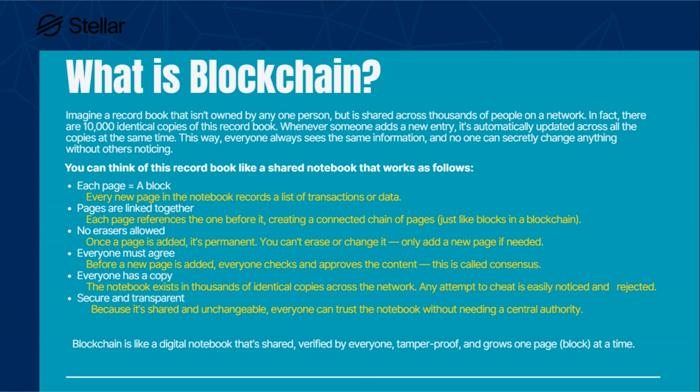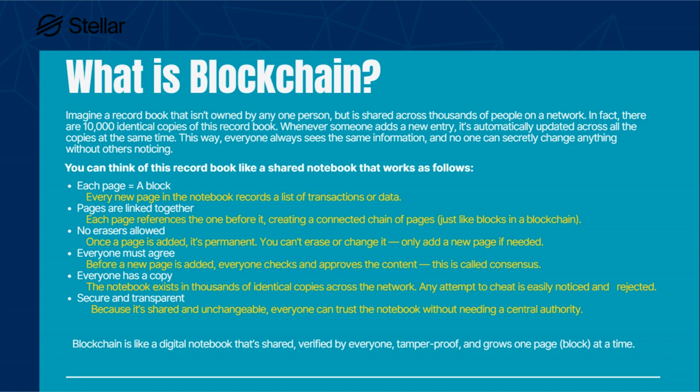Let's imagine something simple. Picture a record book or a notebook. Now imagine that this notebook is not owned by one person, but instead shared across 10,000 people. Everyone has an identical copy. Whenever someone writes something in the notebook, every copy updates at the same time. This means nobody can secretly change anything. Everybody can verify what's written, and if someone tries to cheat, everyone will notice. That, at a high level, is how blockchain works.